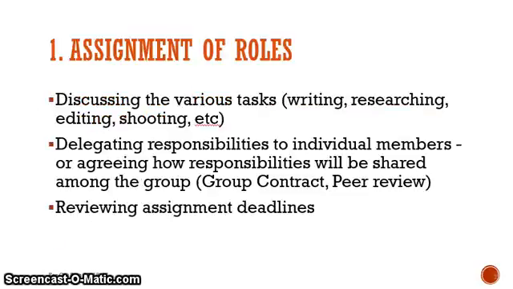Assignment of roles. As a group, you need to discuss the various tasks involved and delegate the responsibilities to individual members. And I need all of you to agree how these responsibilities will be shared amongst the group. Okay, and you have to present that in your PowerPoint slides.